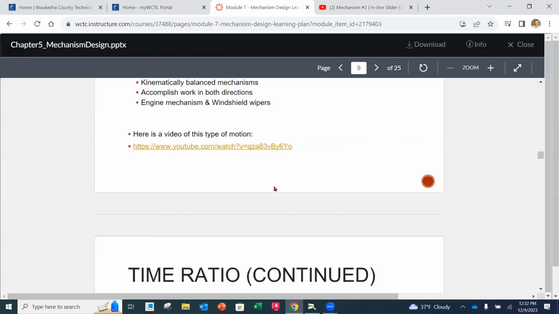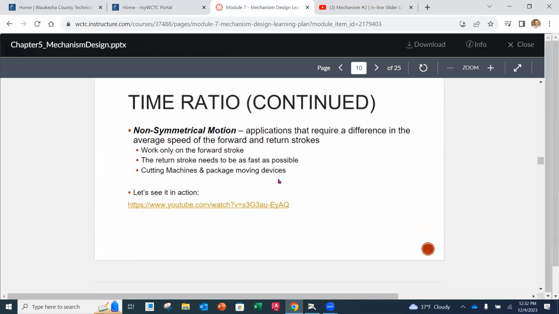And go back over here. Now, the next type of motion is non-symmetrical motion. This is going to be applications that require a difference in the average speed on the forward stroke than on the return. Most often on the return, we're not going to be doing any work, and so it's what we call a quick return. Work is only going to be done on that forward stroke. The return is going to be as fast as possible.